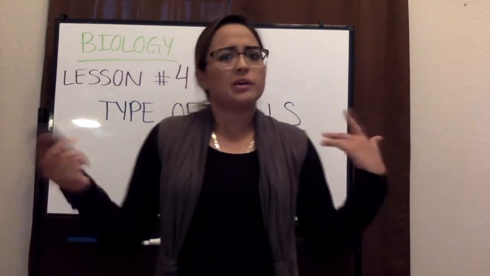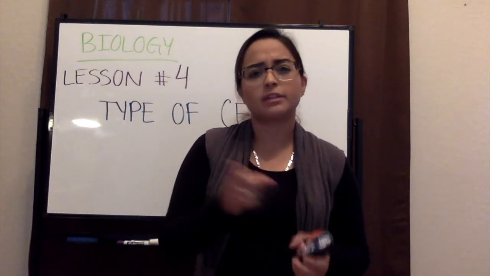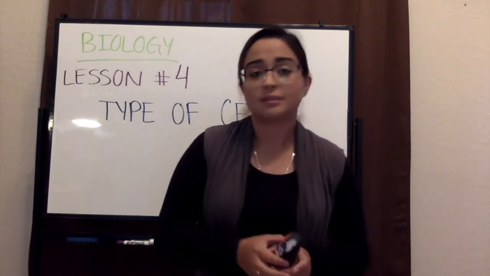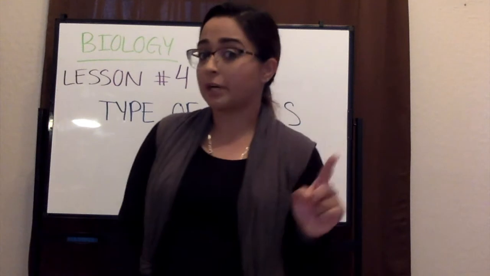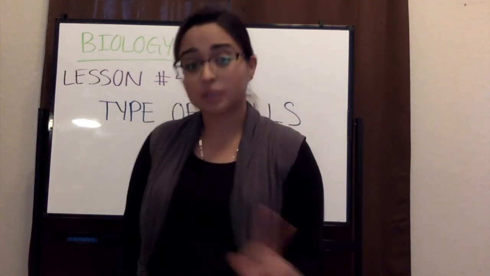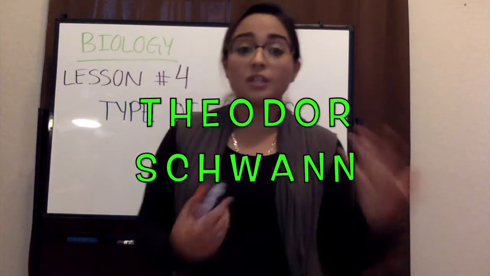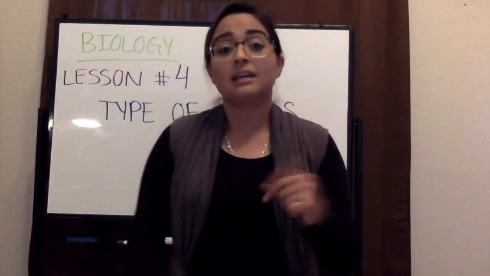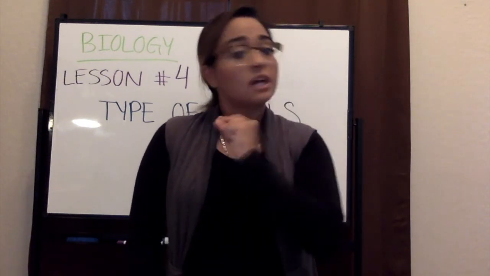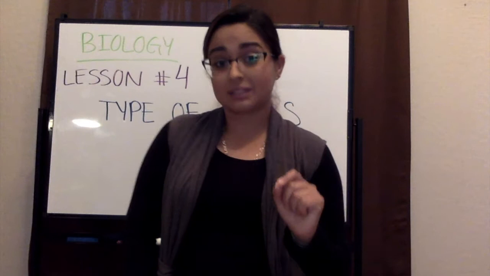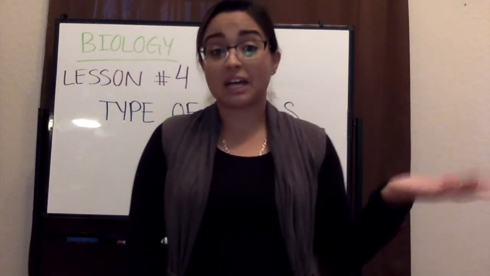Now remember, who did we say discovered that plants have cells? Matthias Schleiden. And who also discovered that animals are made out of cells? Theodor Schwann. So, knowing that, they both discovered that they are made out of cells, but they're not made out of the same type of cells. So, for example, plant cells have a cell wall.